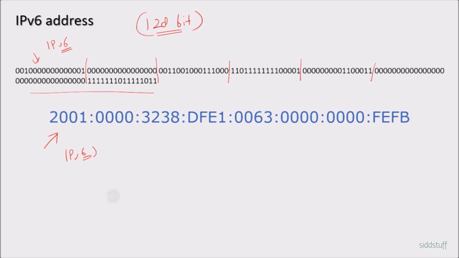And the total range of IP version 6 is too huge. I mean, it is a very big number. It is so big that it will never be finished, and we will always be using IP version 6. So we can say that IP version 6 is the ultimate address for the future of the internet.